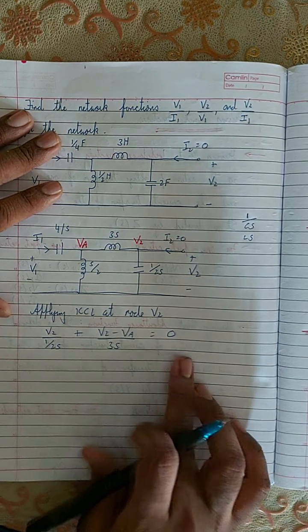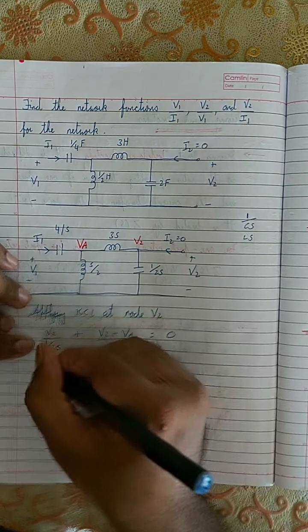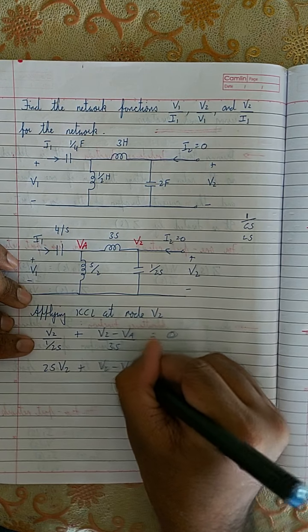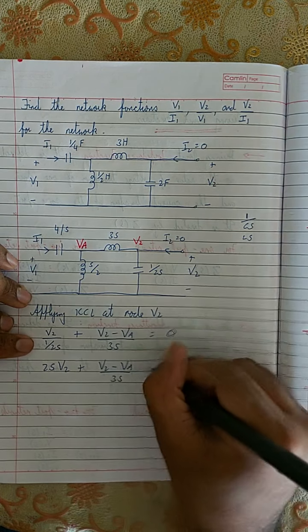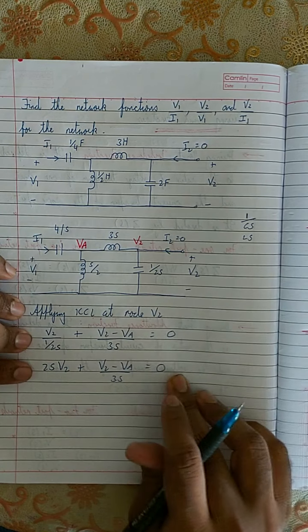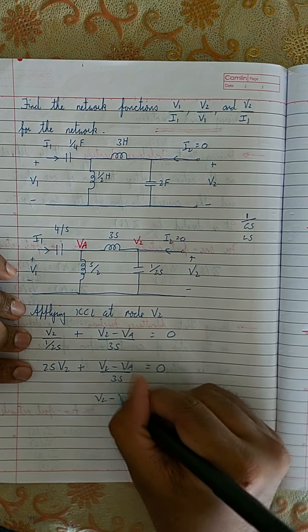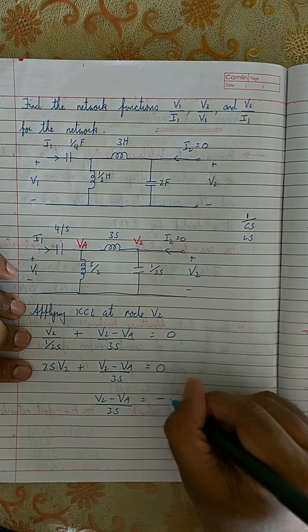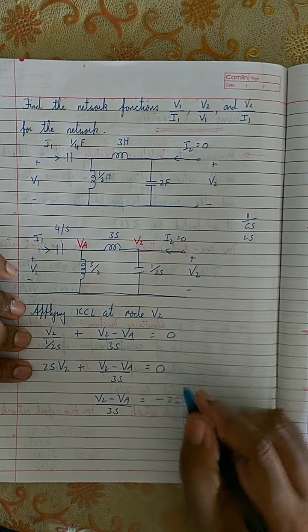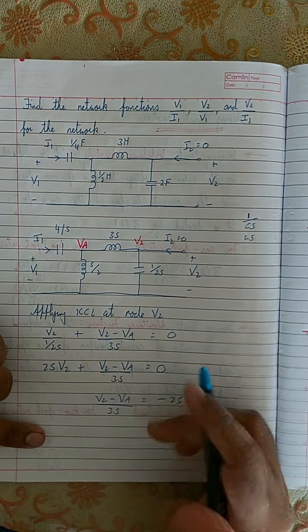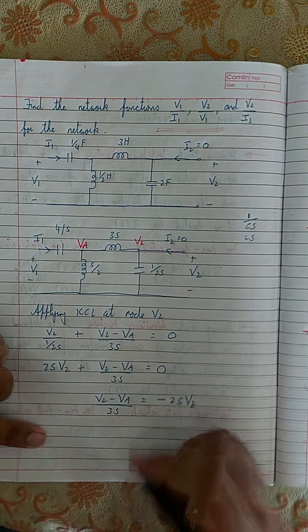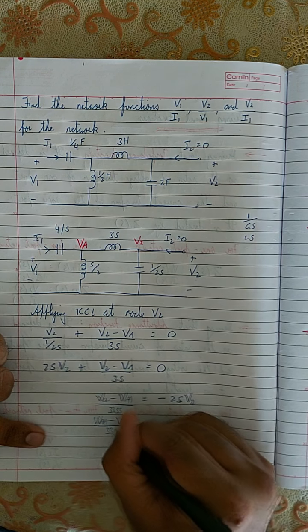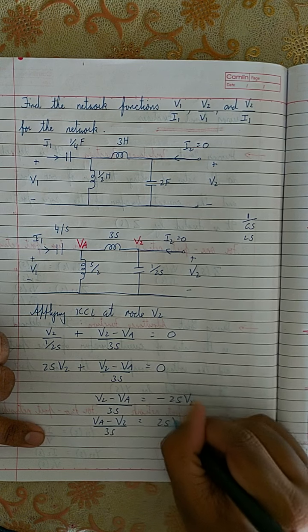Okay, so what this means is that I can reduce this equation. This will become 2s V2 plus (V2 minus VA) by 3s is equal to 0. Or in other words, (V2 minus VA) by 3s is equal to minus 2s V2. Or in other words, I can say that (VA minus V2) by 3s is equal to 2s V2.